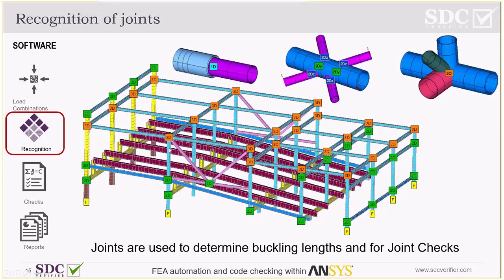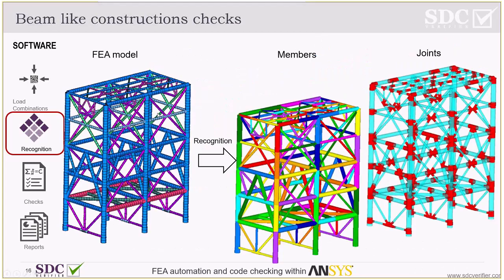It's mesh independent. For beam buckling, you need buckling lengths, and it is not necessary to have one element from joint to joint. For precise results, you can have 100 elements, for example, and it will be used for the beam buckling checks. Joints are also used to determine buckling lengths and for joint checks. This is how the beam-like construction looks after recognition: you have a huge number of finite elements, and afterwards we can recognize the members and the joints.